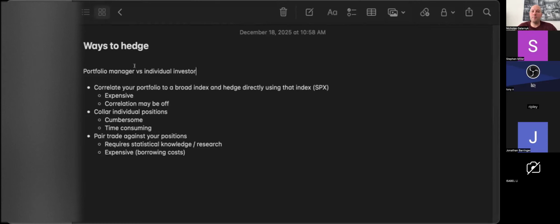You need to be very mechanical about how you do it and methodical as a portfolio manager because your primary concern is limiting drawdowns. As an individual investor, obviously you want to limit drawdowns as well, but the tools available to you are not as broad as if you're a PM. Now, there are kind of three ways you can look at hedging. The first way is to correlate your portfolio to a broad index.